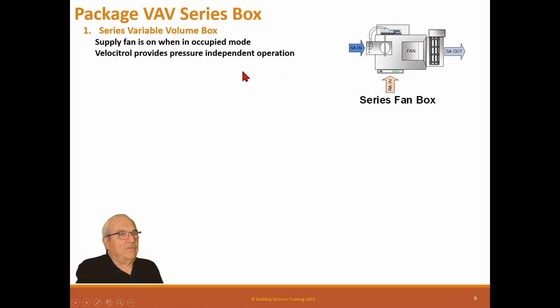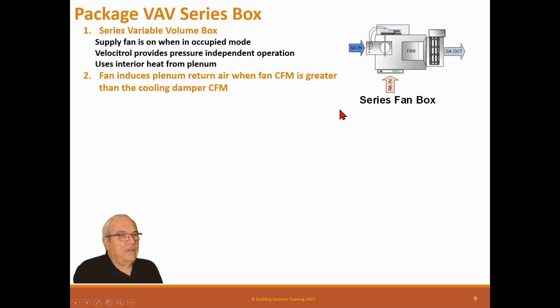The velocitrol again provides pressure independent operation, uses interior heat, so whenever this fan is running, and this is down at minimum like in wintertime, then we're going to be able to use the heat of the plenum, and that's the heat of the lights, heat of the plug load, and heat of the people. Whatever's in that plenum, it gets to use that heat and recirculates it, but that's an energy efficient operation. Fan induces plenum return air when the fan is greater than the cooling CFM. Supply air is constant volume, variable temperature.